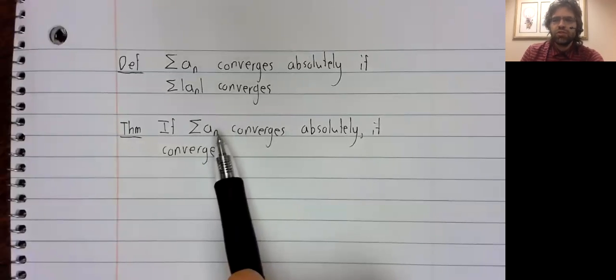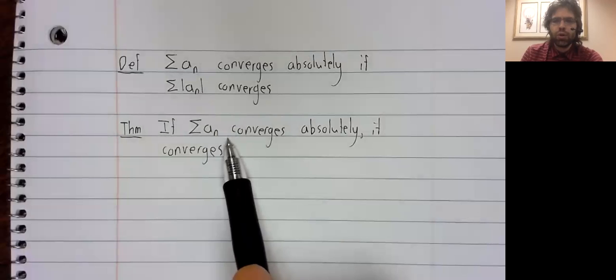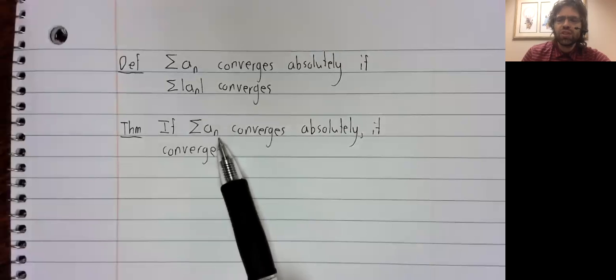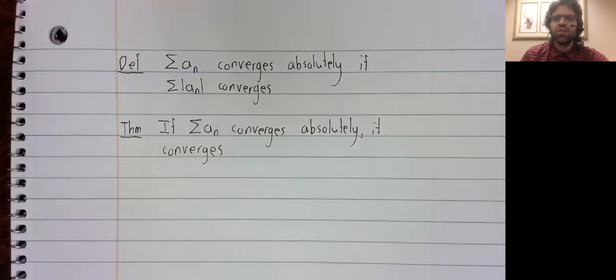This is really the theorem that we're going to use in this section. We're going to learn a test called the ratio test. And the way the ratio test is going to work is that it's going to check for absolute convergence. And then if we use the ratio test and find that a series converges absolutely, this theorem tells us that it converges in the regular sense.